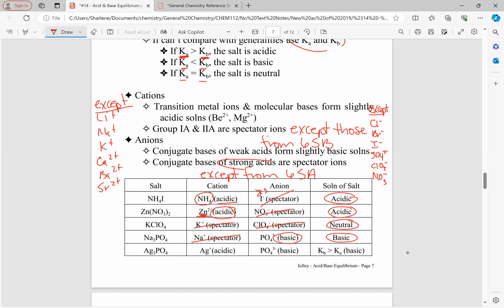So let's take a look at this silver phosphate. All right, silver, what are you trying to do? Did you come from one of the six strongies? No, so I'm trying to turn it acidic. Hey, phosphate, what are you trying to do? I didn't come from one of the six strongies, so I'm trying to turn it basic.